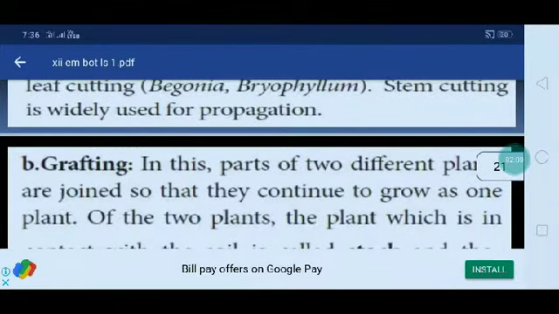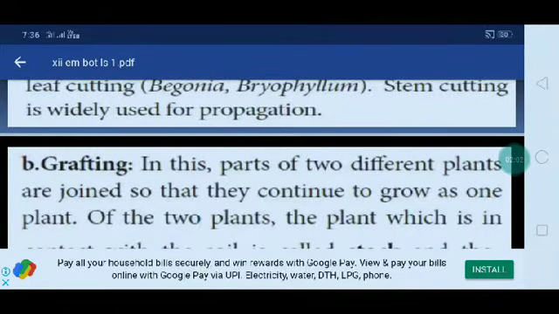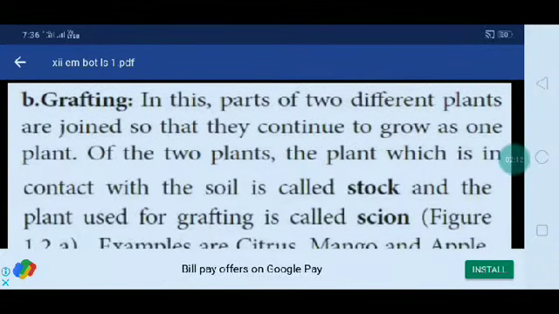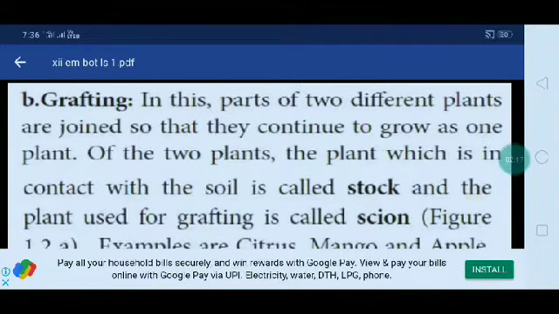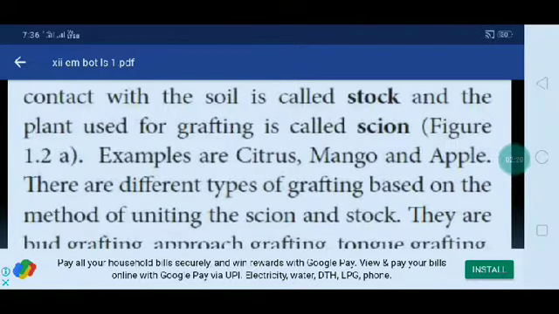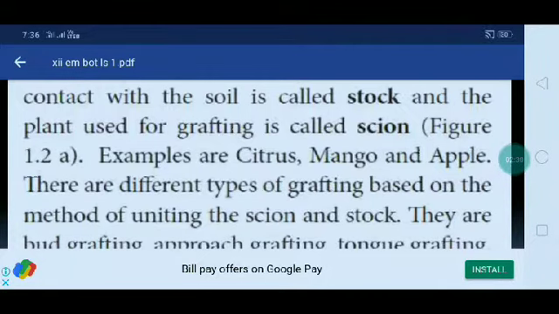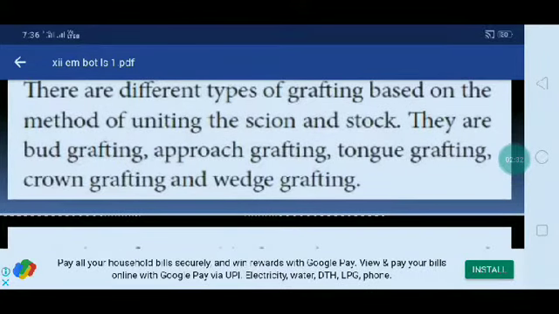The next one is grafting. In this, parts of two different plants are joined so that they continue to grow as one plant. Of the two plants, the plant which is mostly in contact with the soil is called stock and the plant used for grafting is called scion. So examples are citrus, mango and apple. There are different types of grafting based on the method of uniting the scion and stock. They are bud grafting, approach grafting, tongue grafting, crown grafting and wedge grafting.